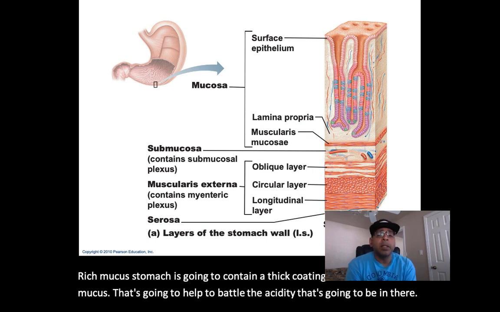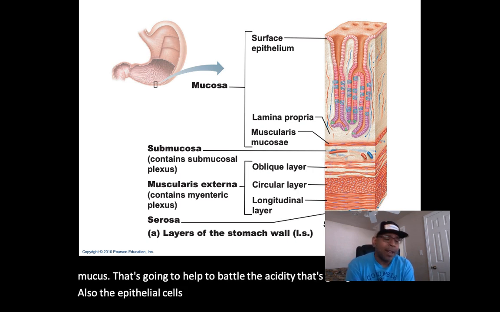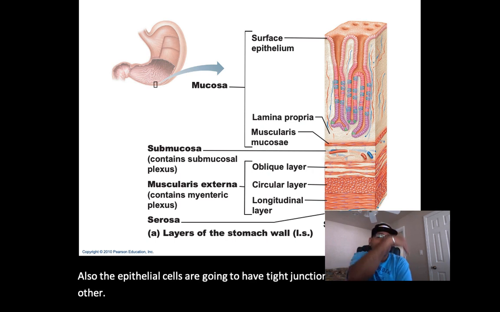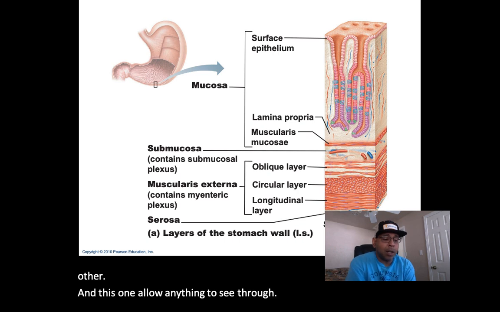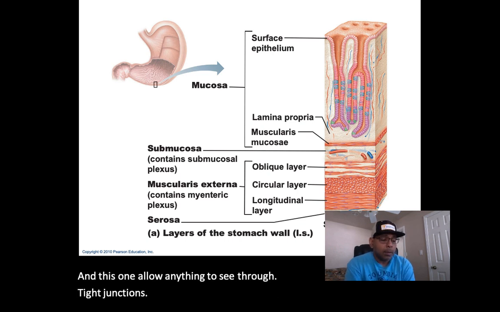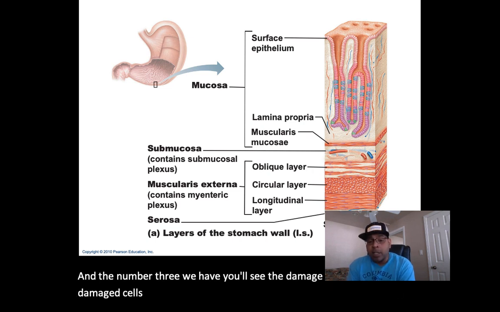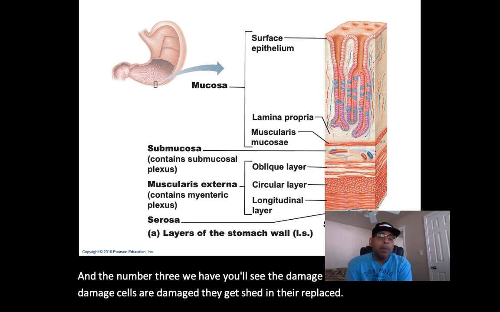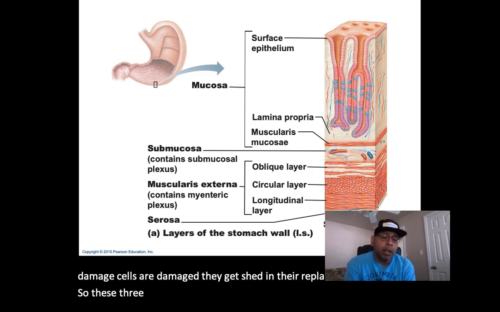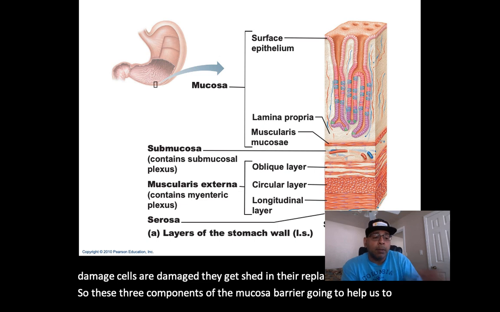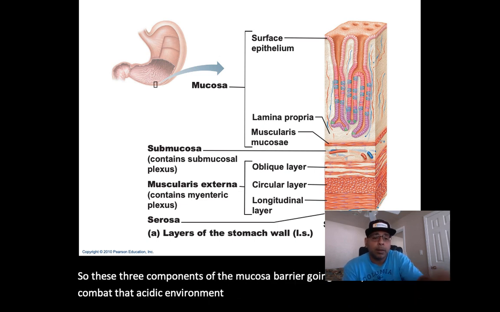Also the epithelial cells. The epithelial cells are going to have tight junctions in between each other. And this won't allow anything to seep through. Tight junctions. And then number three, you'll see the damaged cells. When these cells are damaged, they get shed and they're replaced. So these three components of the mucosal barrier are going to help us to combat that acidic environment inside the stomach.